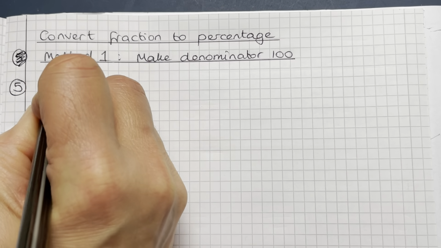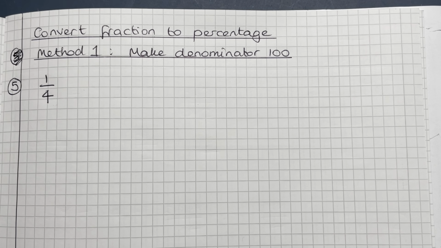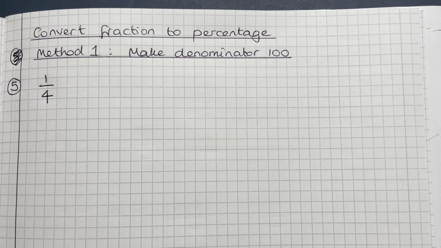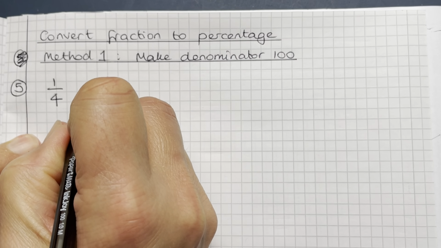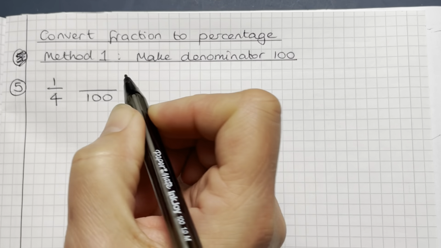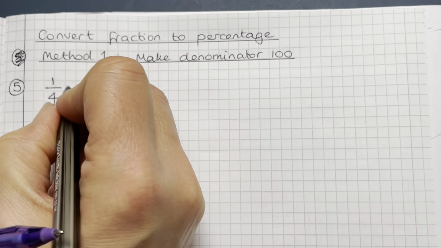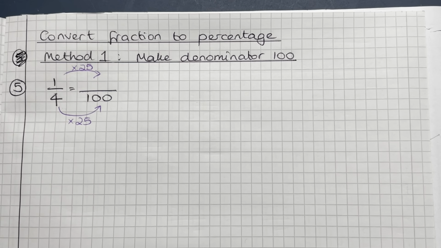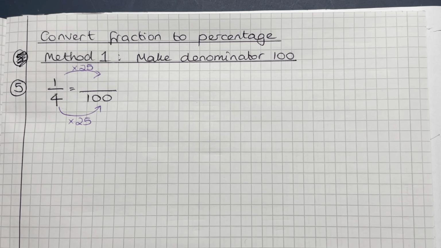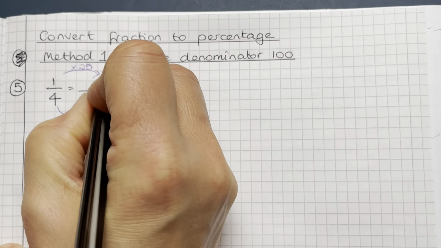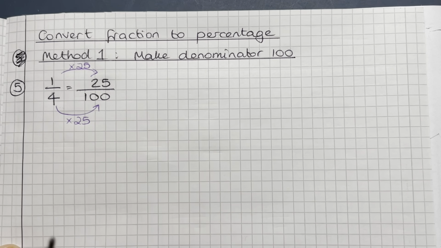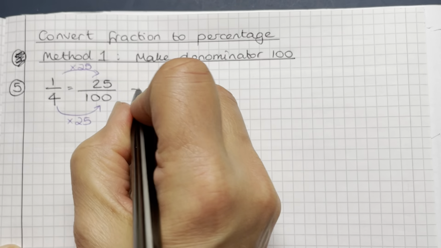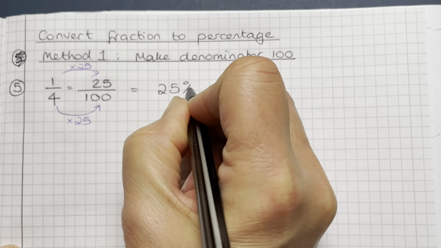If I've got 1/4 and I want an equivalent fraction with 100 as the denominator, now I'm going to go straight in there and say that I can multiply my numerator and my denominator by 25. If you can't see that, then you can build it up more slowly. Maybe you could multiply by 5 first to get 20 and then multiply by 5 again. But I'm going to go straight in there with 25 over 100, and then I can write that as 25%.